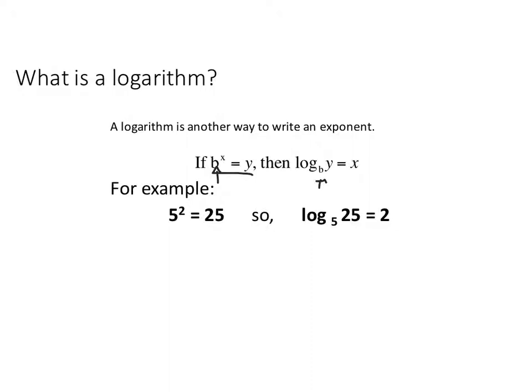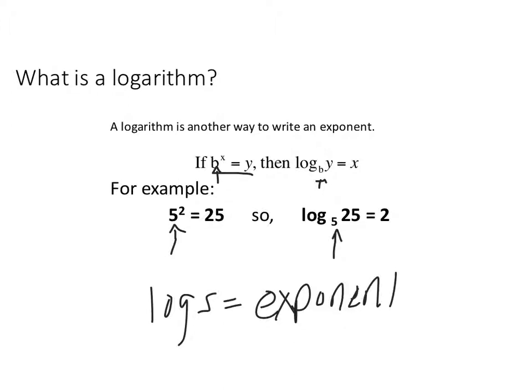Now a number way of seeing it is 5 squared equals 25. We know that's true. So writing that as a logarithm, notice how I'm going to write that with the same base, so log base 5 of 25 equals the exponent. So it equals the same exponent that it had. The hint there is logarithms, or logs, as we write it for short, equals the exponent. That's the main idea here.